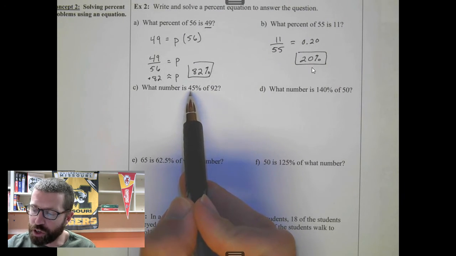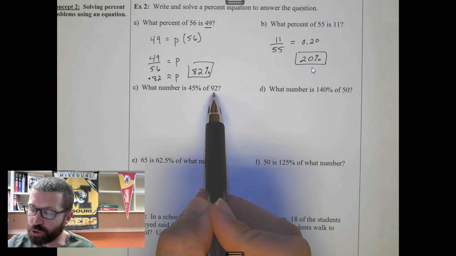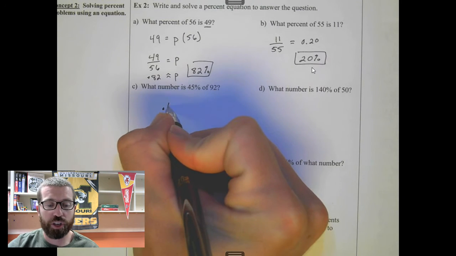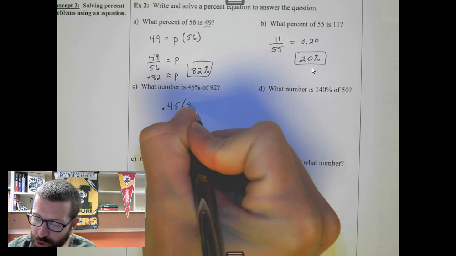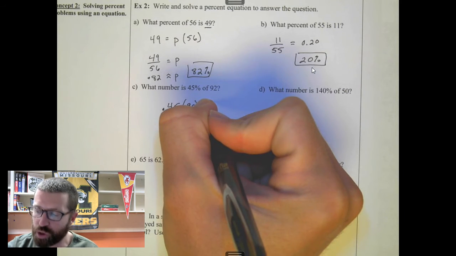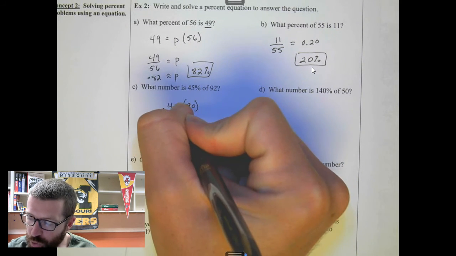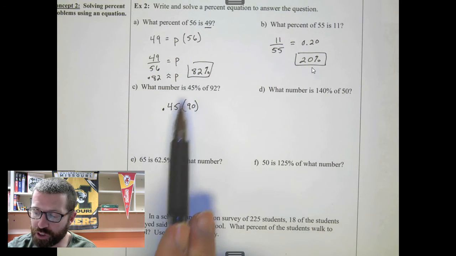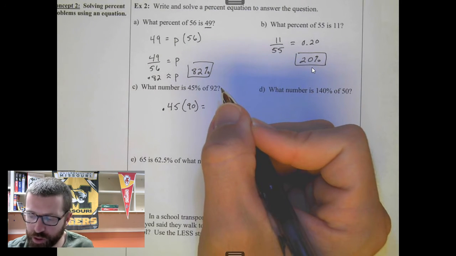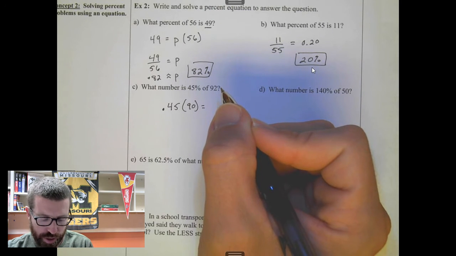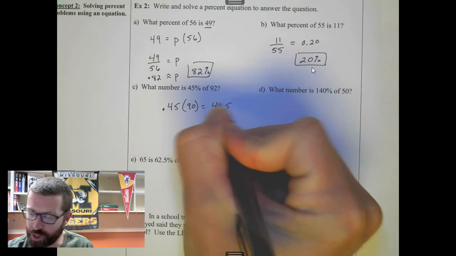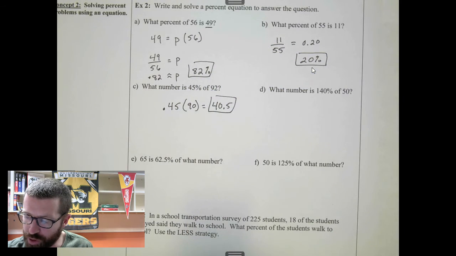Okay, this is the hard version. What number is 45%? Or no, sorry, this isn't the real tricky one. It's not simple, but 45% of 92. So if I want to know the percentage of the total, then you multiply. So this is just plugging into that equation. 0.45 times 90 will give you the amount. So what is 45% of 92? You have to make sure you write that percent as a decimal and then multiply. So this is 40.5.